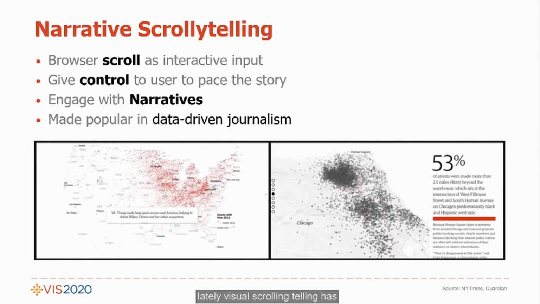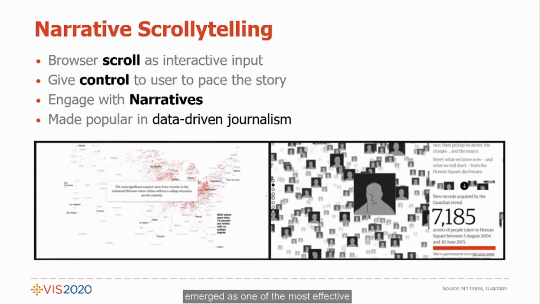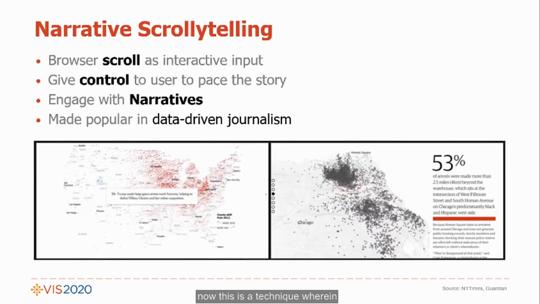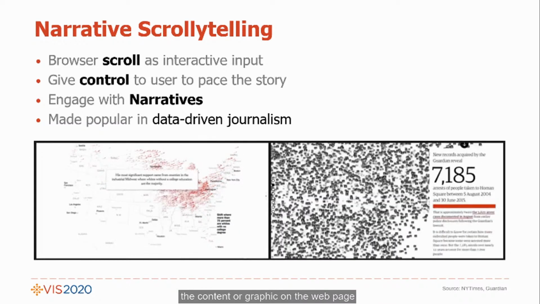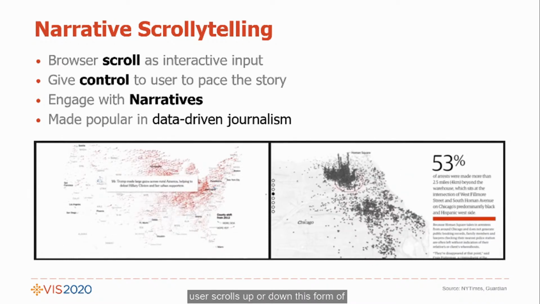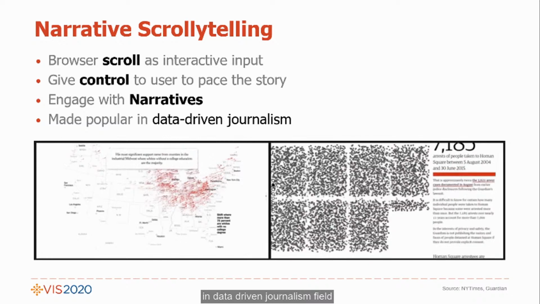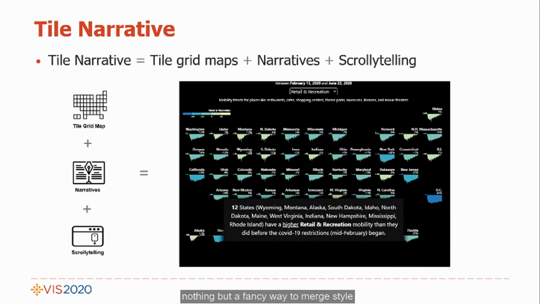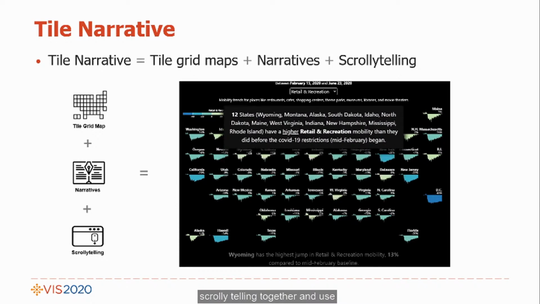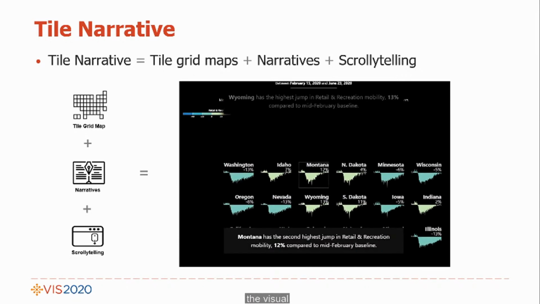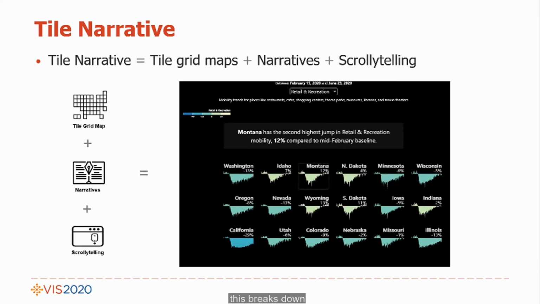Now, lately, scrollytelling has emerged as one of the most effective storytelling techniques to engage users. This is a technique wherein the content or graphic on the web page changes as the user scrolls up or down. This form of storytelling technique is quite popular in the data-driven journalism field. What we propose as tile narrative is nothing but a fancy way to merge tile grid maps and storytelling together and use automated narrative insights to explain the visual. Let's walk through an example to see how this breaks down.